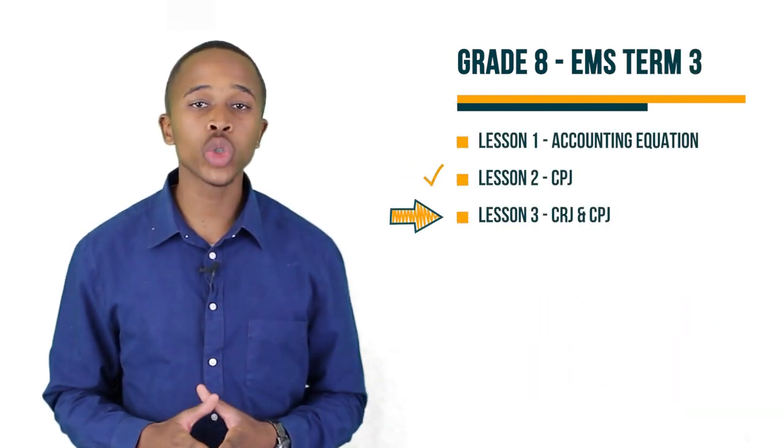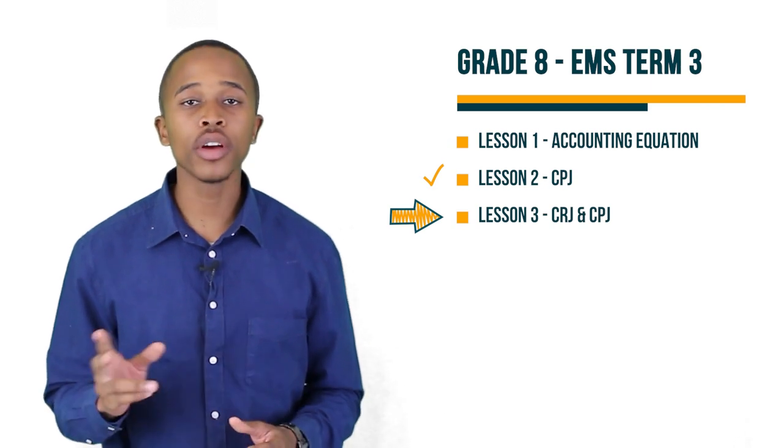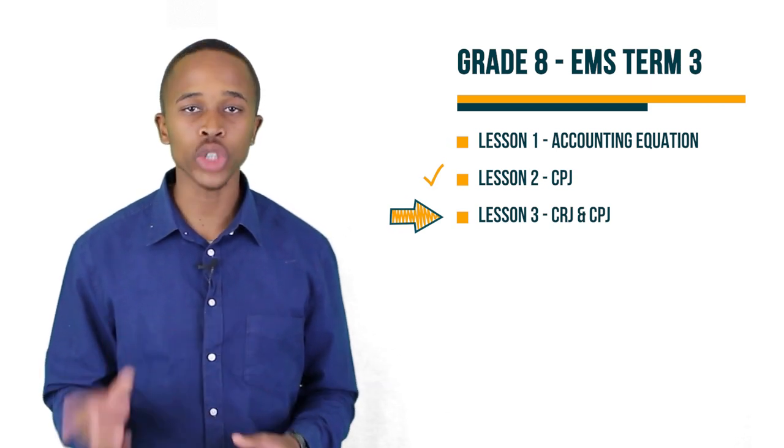So remember, in Term 2, we looked at the CRJ, and in the first two lessons of Term 3, we looked at CPJ. Today, we're going to mix them together in one exercise. So are you up for this task?